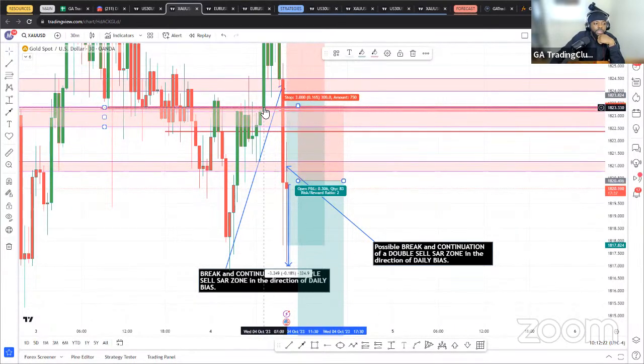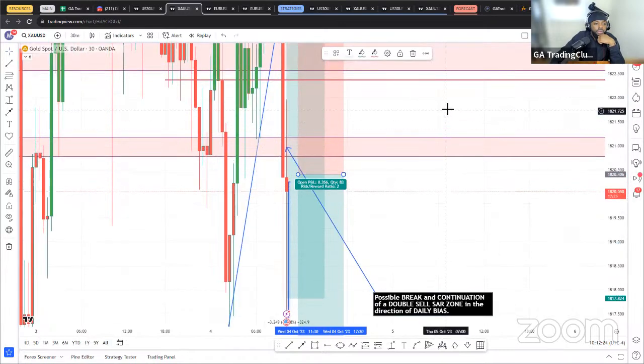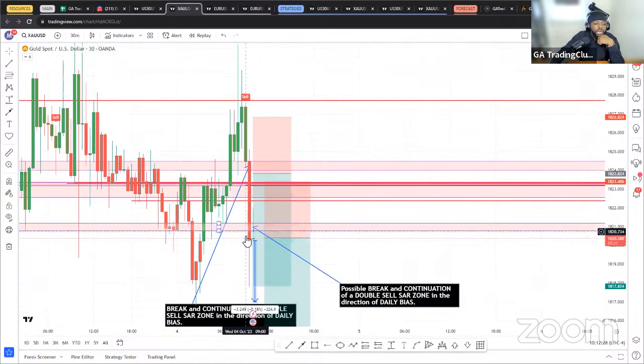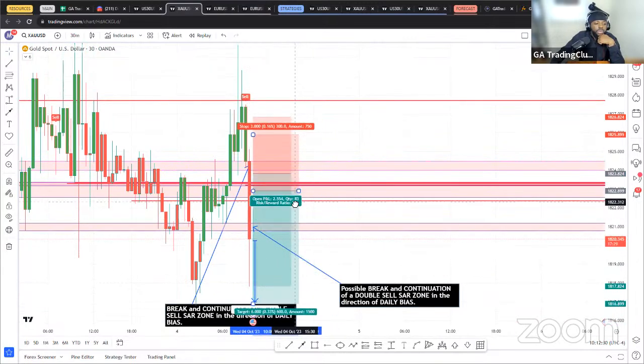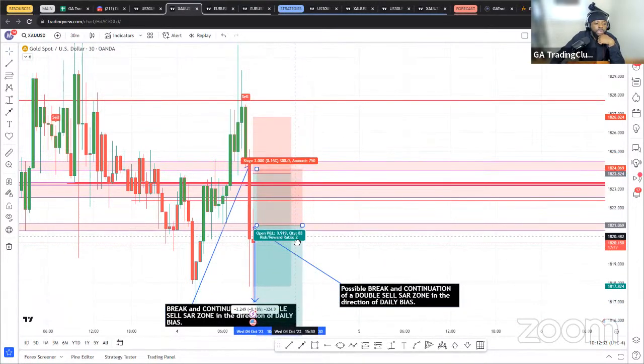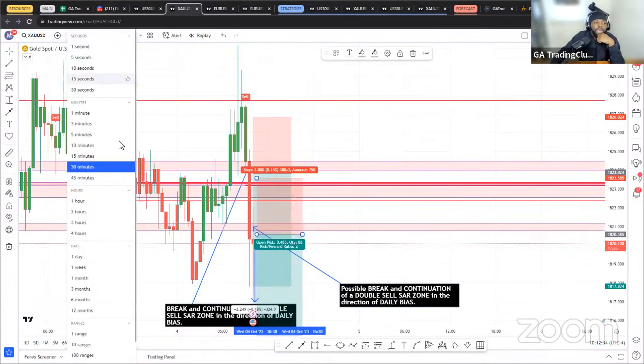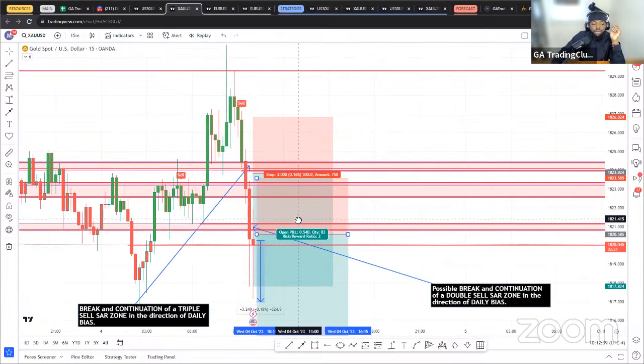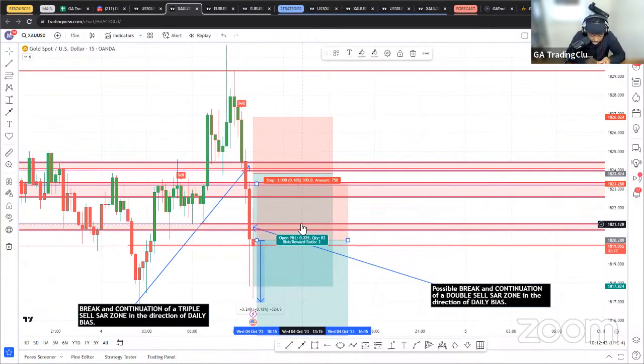Remember, we have this triple sell SAR on the 30-minute time frame. 1, 2, 3. We had a break. We had a continuation. So we also have a 30-minute entry here for gold. The only way for you to be able to see your markups in the 30-minute and 15-minute is to find some distinguishing way to mark those zones up.